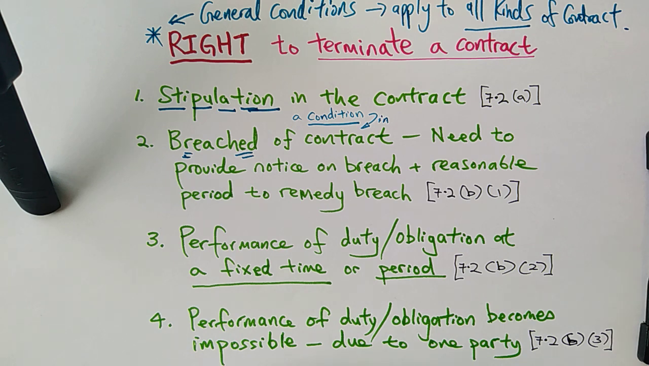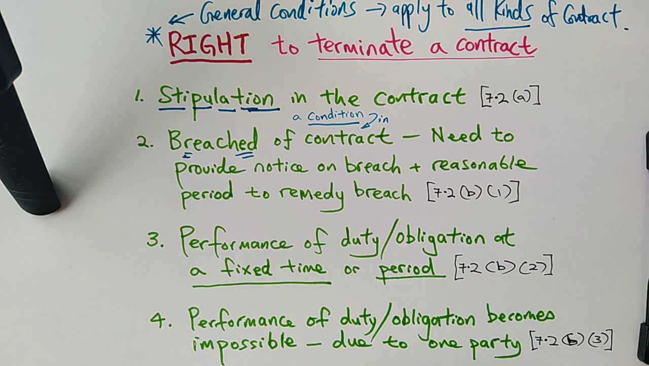Now, when you breach a certain condition in the contract, the person who suffers the breach, say for example, you order from Shopee and the shoes didn't come. So you are the party that suffers the breach, because your pair of shoes didn't come by Friday. Does this give you the immediate right to terminate the contract with Shopee? No.